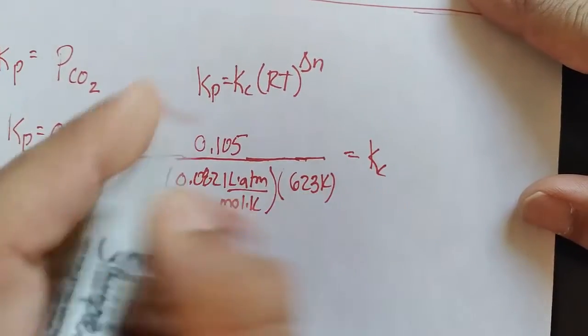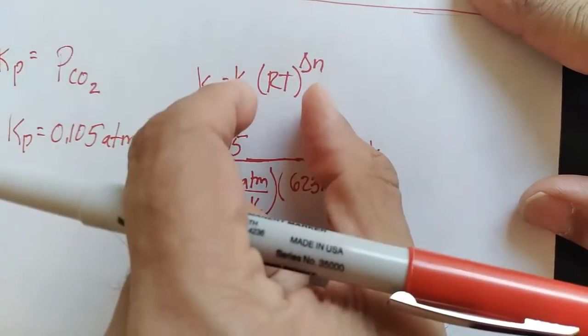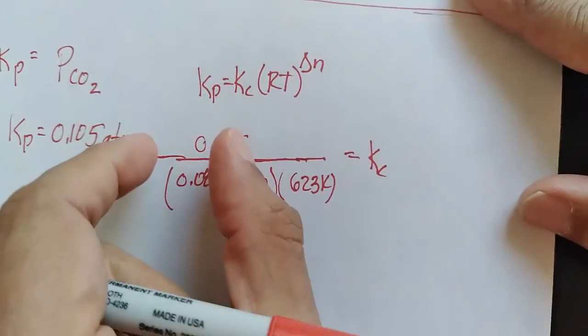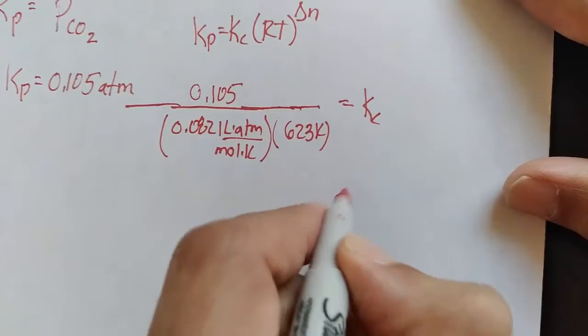So how did I do that? I have my Kp value, and I took that RT to the power of delta N and divided it through, and that isolates my Kc.